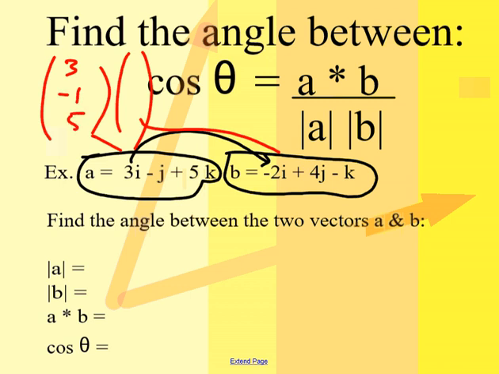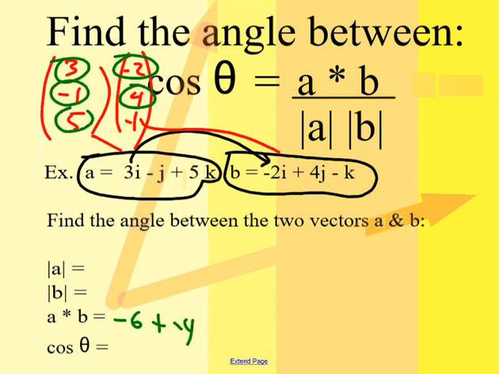A is (3, -1, 5) and B is (-2, 4, -1). And for the dot product you multiply across. 3 times the -2 makes -6, plus -1 times the 4 makes -4, plus 5 times -1 makes -5. Put it all together and I get -15. Did you guys get -15 for the dot product? Since that didn't come out to 0, that tells me that those two are not perpendicular vectors.